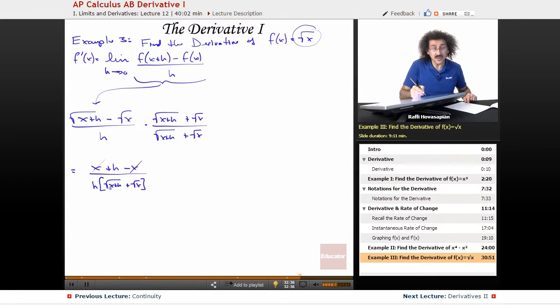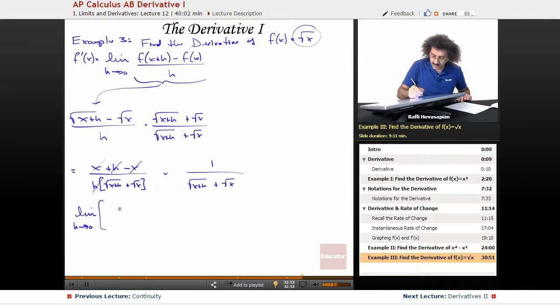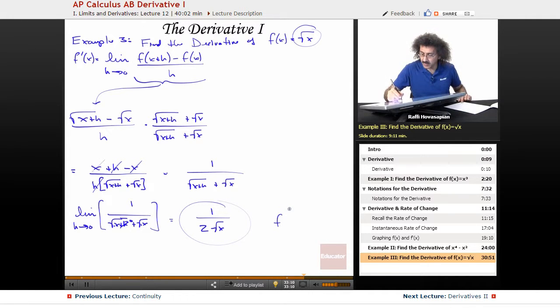That and that go away, leaving me just h on top. H and h cancel, and I'm left with 1 over radical x plus h plus radical x. Now I take the limit. The limit as h goes to 0 of 1 over radical x plus h plus radical x. H goes to 0, this turns to 0. I'm left with 1 over radical x plus radical x. I get 1 over 2 radical x. That is my f prime. So f prime of x equals 1 over 2 radical x.